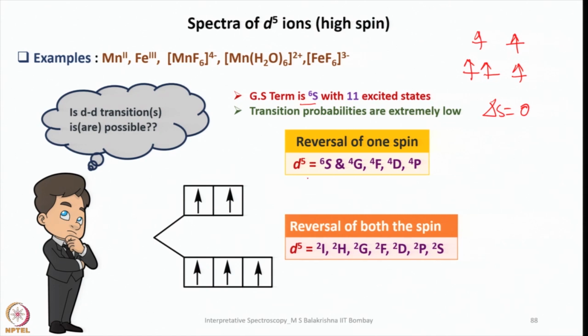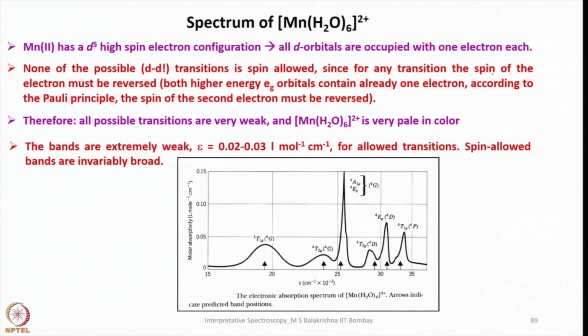Here, to see a transition in the d5 system, from 6S to 4G, 4F, 4D, 4P, that involves the reversal of one spin. That means reversal of one spin is essential to see the transition from this one to these 4. On the other hand, to see transitions to these 7 levels, we need to reverse the spin of both electrons. That is doubly spin forbidden. So in this case, what happens? It is very weak.